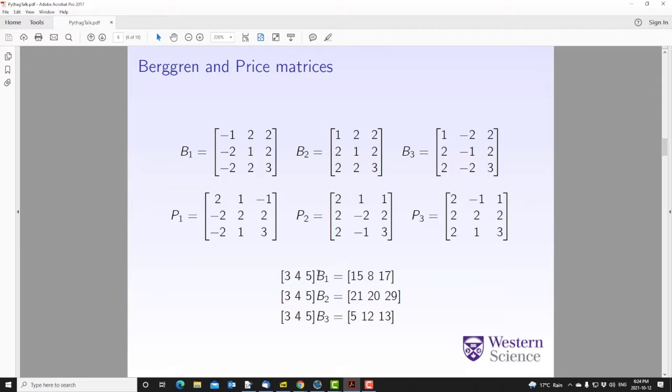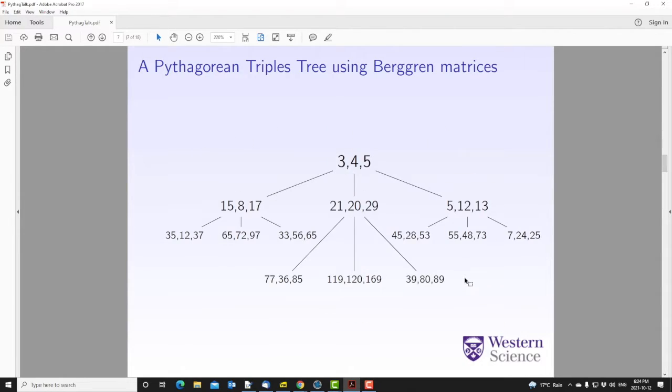If we multiply 3, 4, 5 with the first Pythagorean matrix, we have 15, 8, 17. Multiplication with the second Pythagorean matrix gives you 21, 20, 29. And the matrix multiplication with the third matrix gives 5, 12, 13. A visual representation of the tree gives 3, 4, 5 using Pythagorean matrices, and you have 15, 8, 17, 21, 20, 29, and 5, 12, 13.